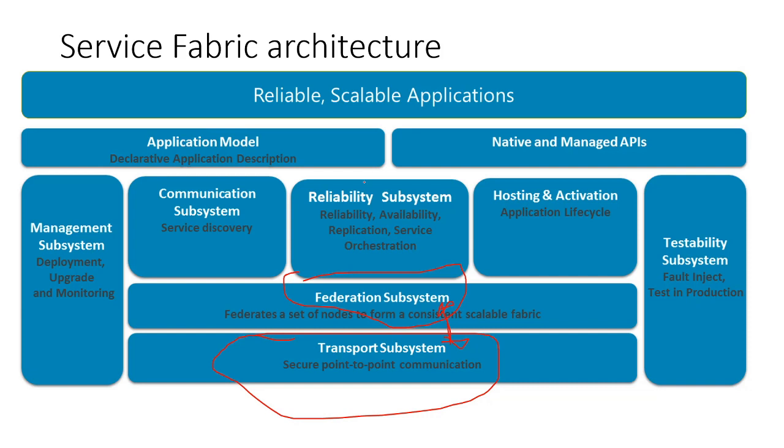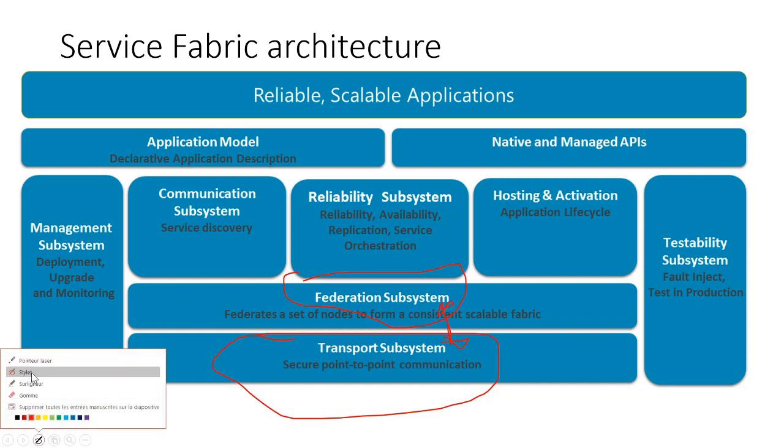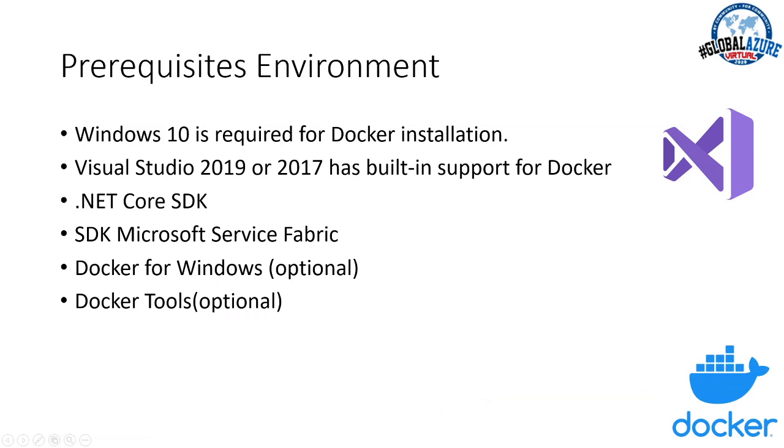Now we will go through the practical. Before we start, we must meet these prerequisites in order to configure our Windows development environment to create and deploy Service Fabric locally. So we need Windows 10. It really requires the Professional edition to be able to install Docker. This is requested when we start working with containers in the end.